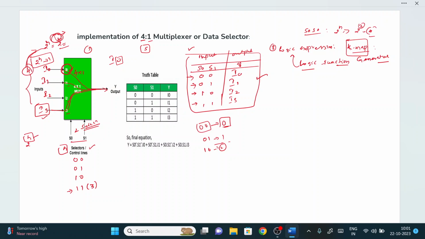Now see, how many outputs do we have here? Only a single output, right? So single output means how many logic expressions will we get? Only one logic expression, right? Y equal to a single logic expression.